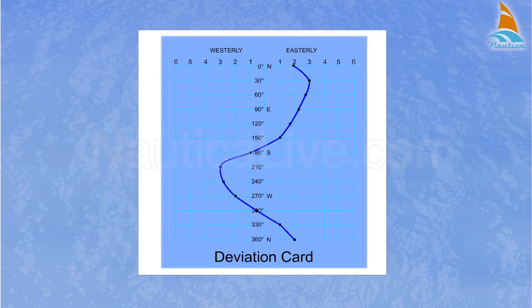As you complete the readings, note on the deviation card your compass courses: 0°, 30°, 60° and so on. Then, on the relevant compass course, note the respective hand-bearing observations. On the right side, mark the easterly variation, and on the left side, the westerly.